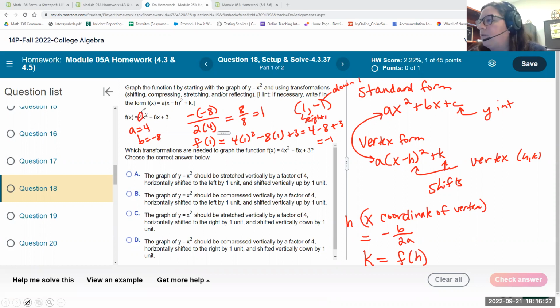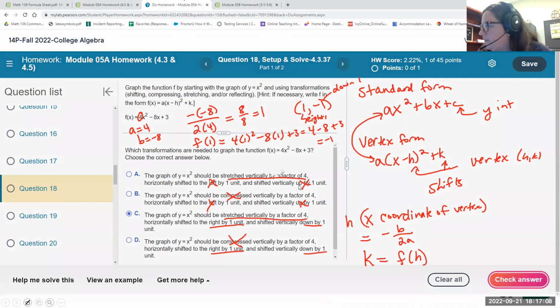And then the 4 out front of the x squared, the a value, whether you're in standard or vertex form, is telling you the vertical stretch, in this case because it's bigger than 1. So I'm looking for stretched vertically by a factor of 4. It's not compressed, it's being stretched taller, not flattened out. So we need that. And then we need shift to the right 1, so not left, and then down by 1, so not up, but down. So the only one that has all of the right things here is C.